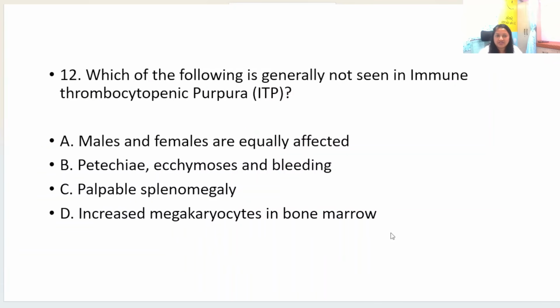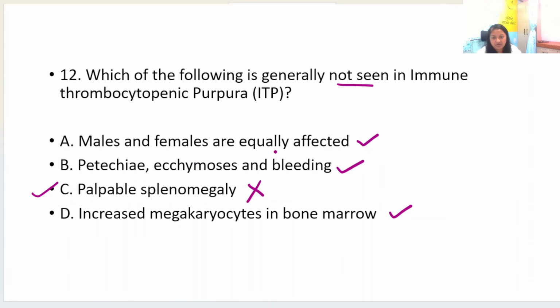Which of the following is generally not seen in immune thrombocytopenic purpura? Okay, what is not seen? Males and females are equally affected. Yes. Petechiae, ecchymosis and bleeding. Yes, this is also seen. Palpable splenomegaly. No. Increased megakaryocytes in the bone marrow. Yes. Okay, palpable splenomegaly is not a typical feature of ITP.